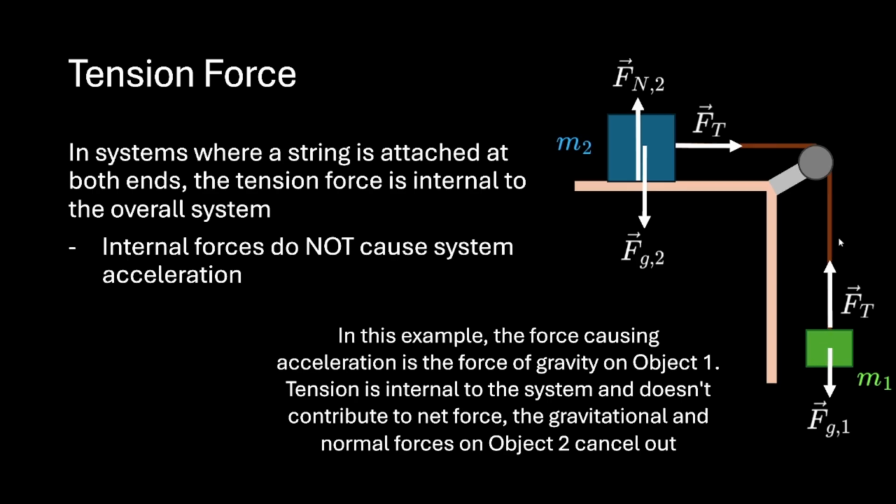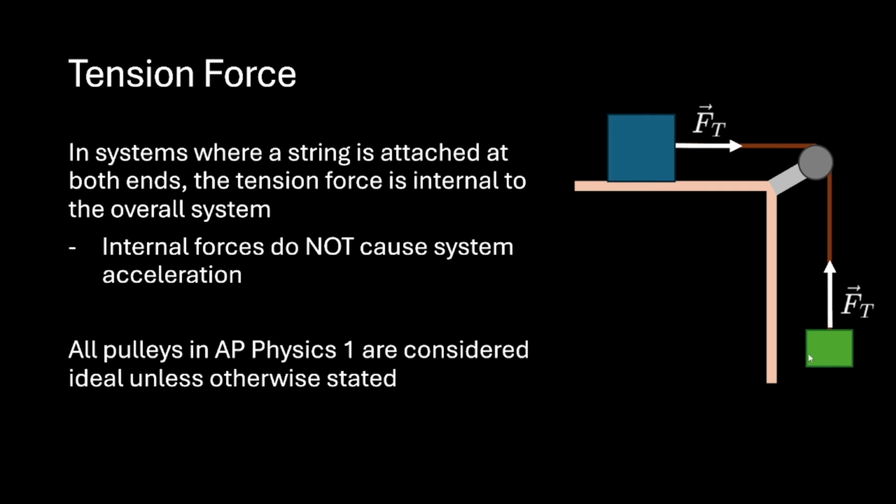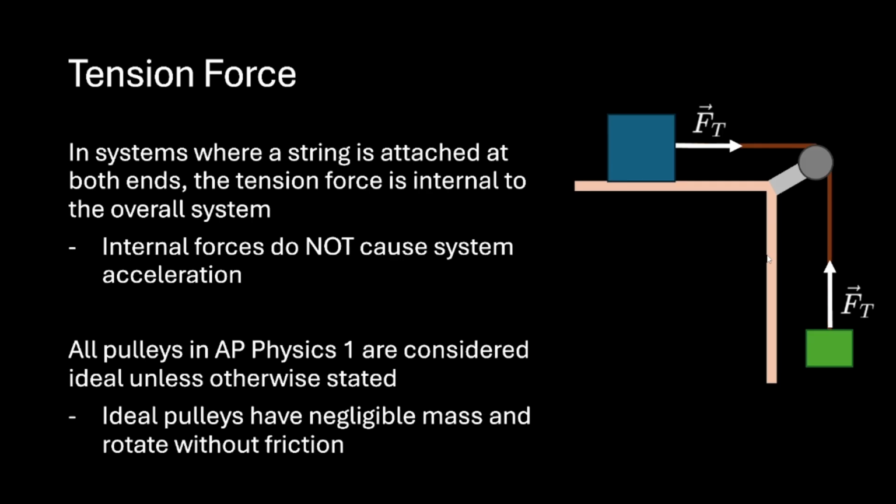Tension is internal to the system and does not contribute to net force, and so we're only left with the force of gravity on object 1. All pulleys in AP Physics 1 are considered ideal, unless otherwise stated. Ideal pulleys have negligible mass and rotate without friction.